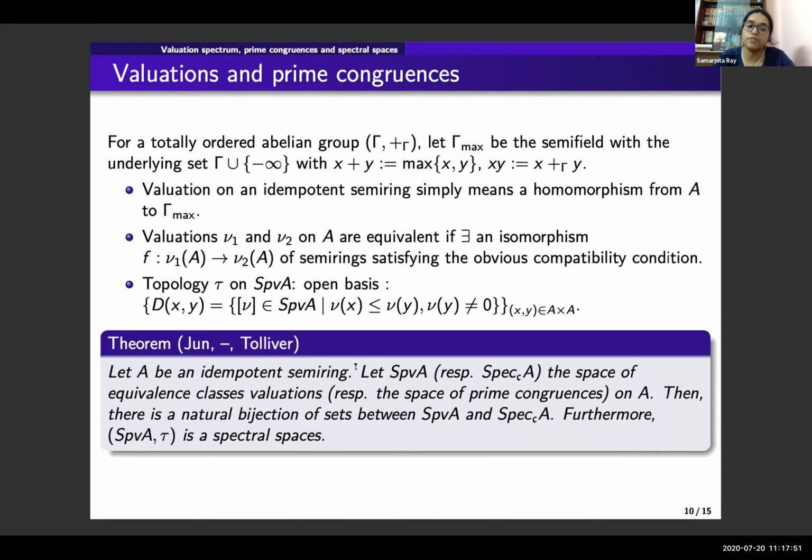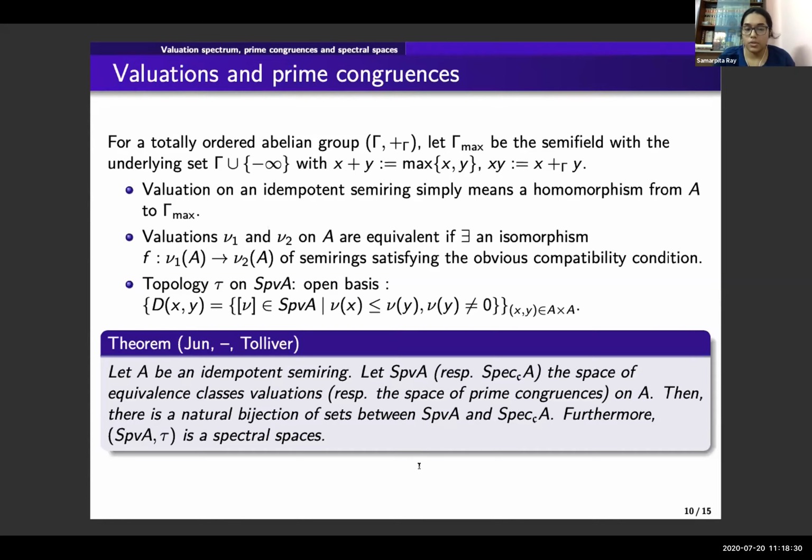But what we obtain is a very nice natural bijection between the valuation spectrum of A and the prime congruences on A. Now, this is interesting because, as I said, in case of rings, congruences and ideals are no different. So had it been true in case of rings, then we would have got that the valuation spectrum of a ring is in bijection with the spectrum of a ring, which isn't true. For that, you can take the example of the ring to be the rational field.